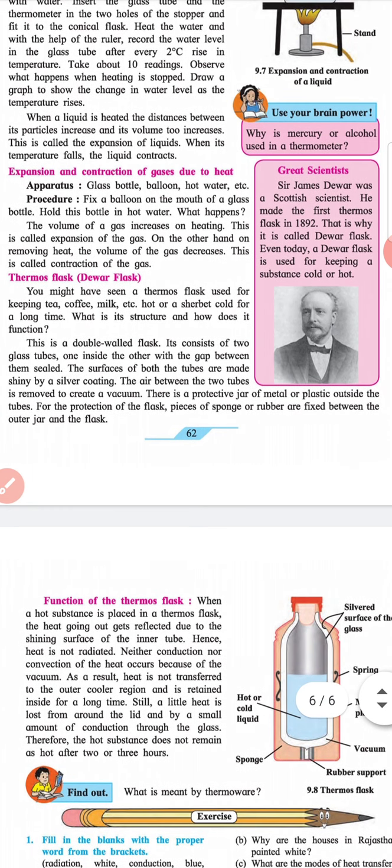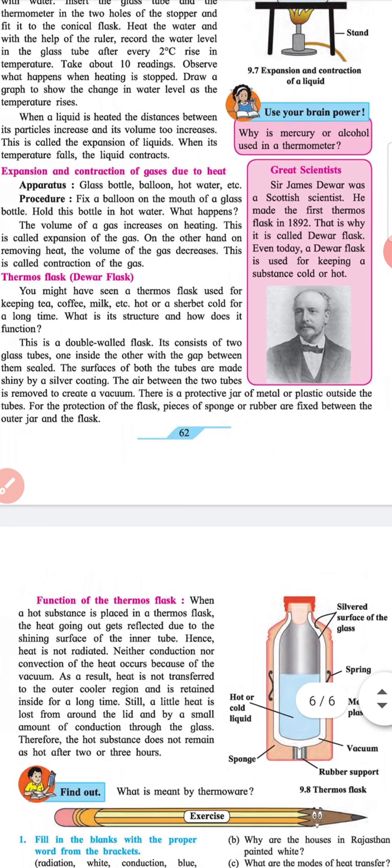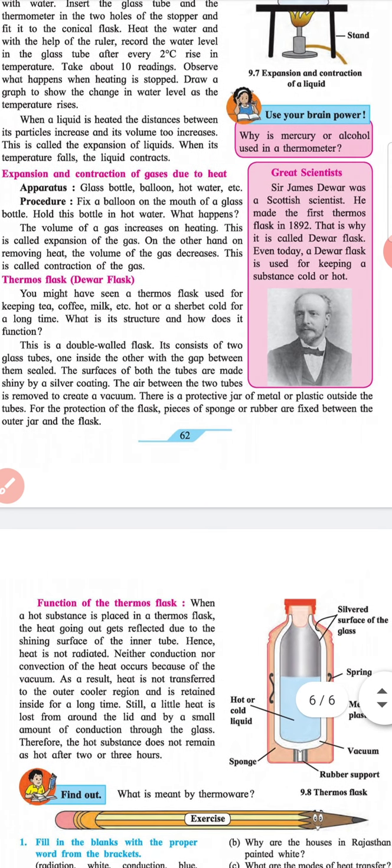This is a double walled flask. It consists of glass tubes, one inside the other, with a gap between them sealed. The surfaces of both these tubes are made shiny by a silver coating. The air between the two tubes is removed to create a vacuum. There is a protective jar of metal or plastic outside the tubes. For the protection of the flask, pieces of sponge or rubber are fixed between the outer jar and the flask.